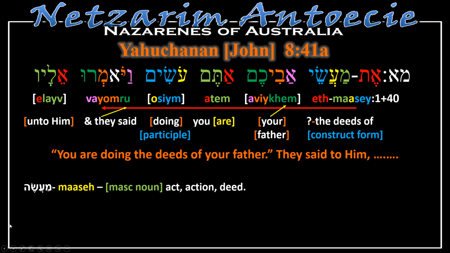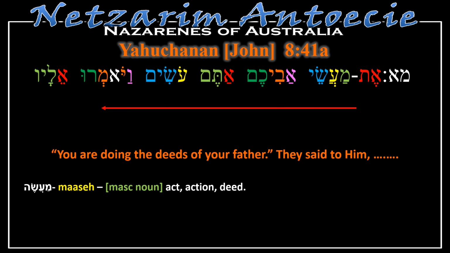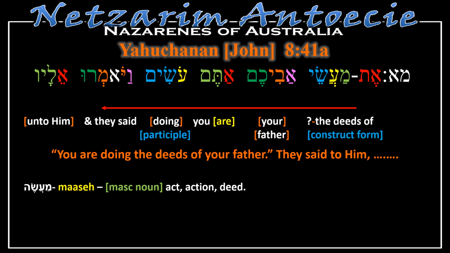They said to him, and then we have one word down here, ma'aseh. That's your root word from the first word. It's the root word, which is a masculine noun. It means act, action, or deed. And because we've got the ending like that, it can be also plural then too, the deeds of. And so we're going to read that without any aid. It is et ma'aseh avi kem atem osim vayomru elav. Grammar marker, the deeds of your father you were doing. And they said unto him.